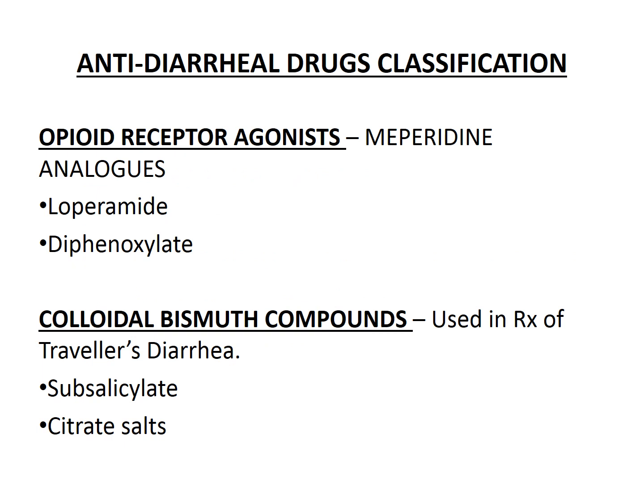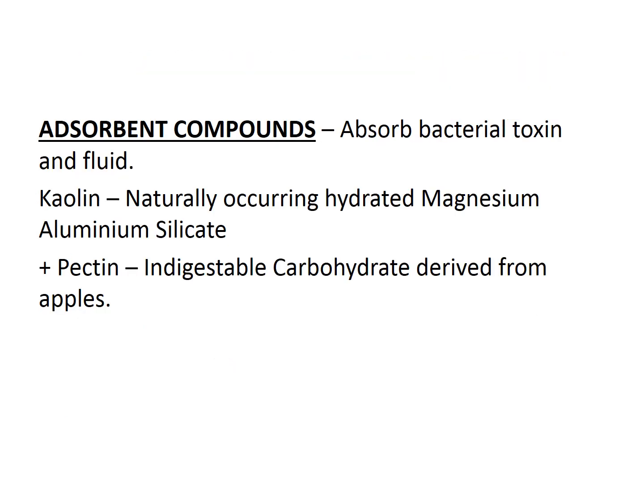This is another classification of antidiarrheal drugs. Opioid receptor agonists, for example meperidine analogs, include loperamide and diphenoxylate. Colloidal bismuth compounds, for example subsalicylate and citrate salts, are used in the treatment of traveler's diarrhea. Adsorbent compounds adsorb bacterial toxin and fluid, for example kaolin, that is naturally occurring hydrated magnesium aluminum silicate, and pectin, which is indigestible carbohydrate derived from apples.